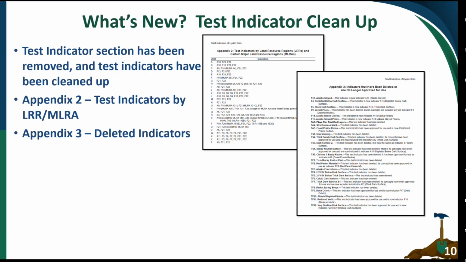All right, so something else that's new in version 9 is that there was a test indicator cleanup, I'm going to call it. The test indicator section has been removed and the test indicators have been reorganized. So there are some appendixes in the back of the book. Appendix 2 has test indicators that are listed by land resource region and major land resource area. And then in Appendix 3, there is a list of indicators that are no longer applicable and have been deleted.